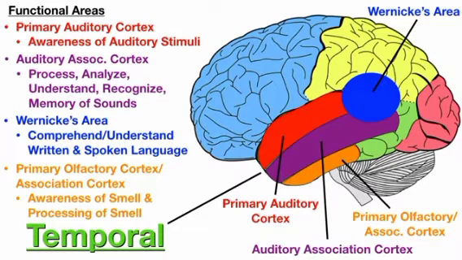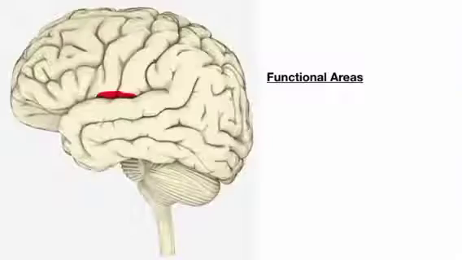temporal lobe. So just like every other cortex, there's going to be a primary and an association cortex. The primary olfactory cortex will be involved in making us consciously aware of smells. The olfactory association cortex, just like all the other association cortices, will help us process, analyze, and understand that stimulus. So these are the main functional areas of the temporal lobe. Again, when you think of the overall function of the temporal lobe, think of auditory, but don't forget about smell or Wernicke's area.